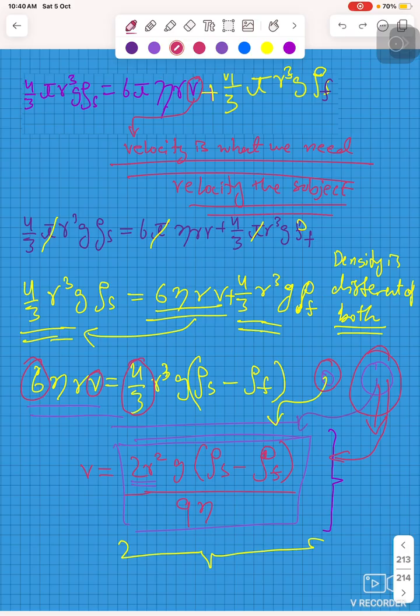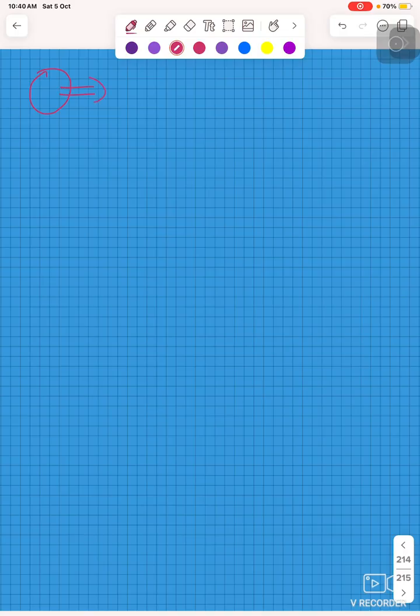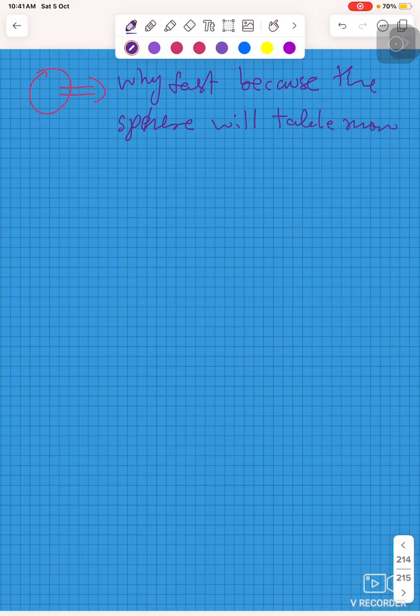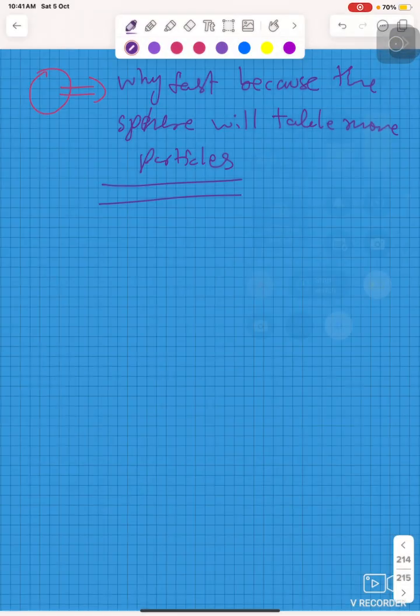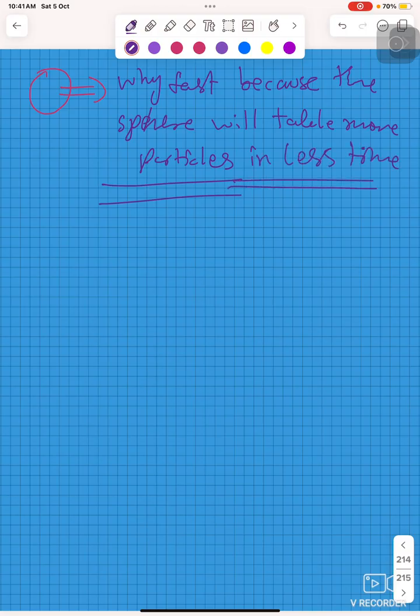Okay, let me write something. Why fast? Because the sphere will tackle more particles in less time.